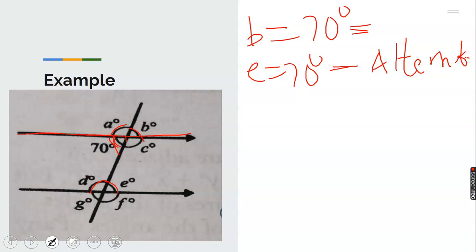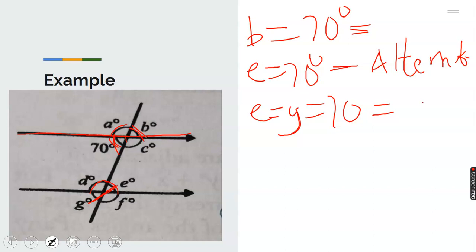Now look at when you have E. E is also equal to G, which is also equal to 70. Reason is that they are vertically opposite angles. Look at. They are vertically opposite angles. Look at. We have B. B is also corresponding to E, which is also the same thing. That means B also is what? 70 degrees.